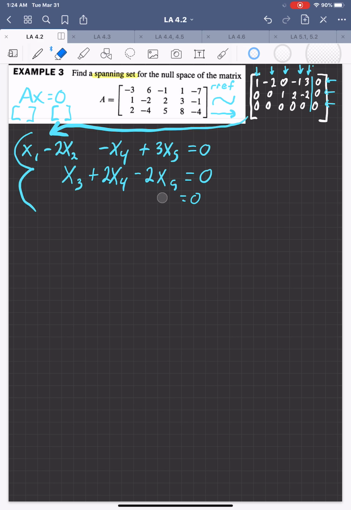So, okay, now what do we do? Well, don't lose sight of the goal. The goal is to find a set of vectors, right? I'm trying to find the set of vectors that would span this space, this null space. So I'm going to go from RREF matrix to system, and then I'm going to go from system to the general solution.